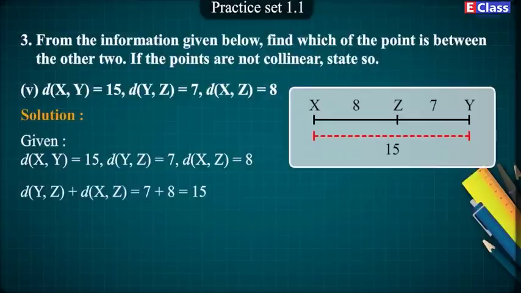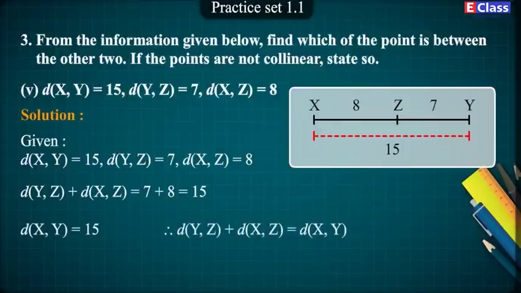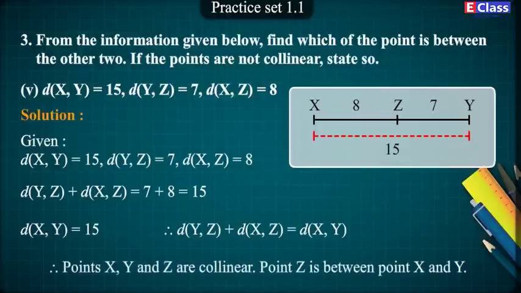Distance of YZ plus distance of XZ is equal to 7 plus 8, which is equal to 15. Distance of XY is equal to 15. Therefore, distance of YZ plus distance of XZ is equal to distance of XY. Therefore, points X, Y and Z are collinear. Point Z is between point X and Y.